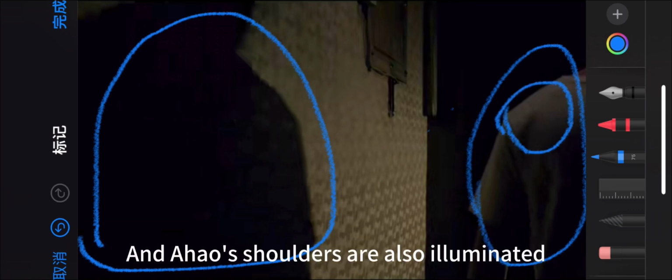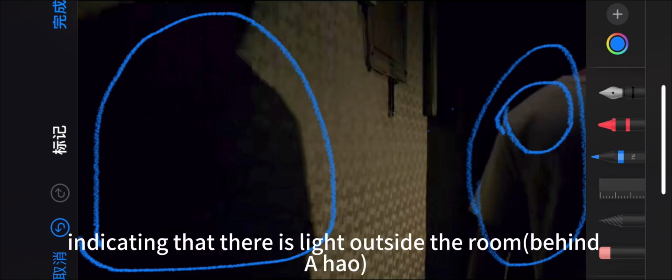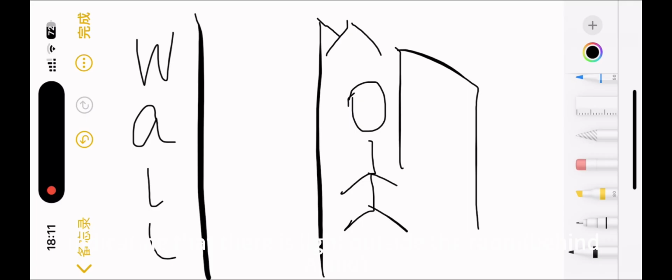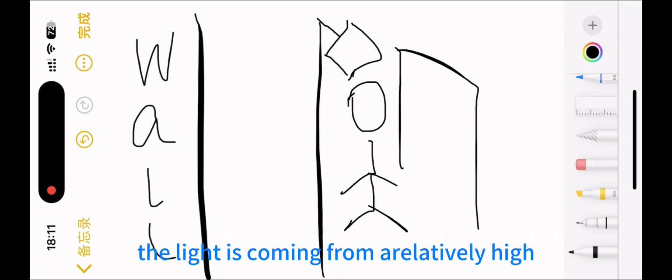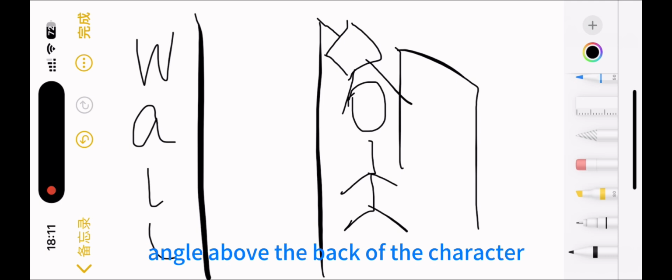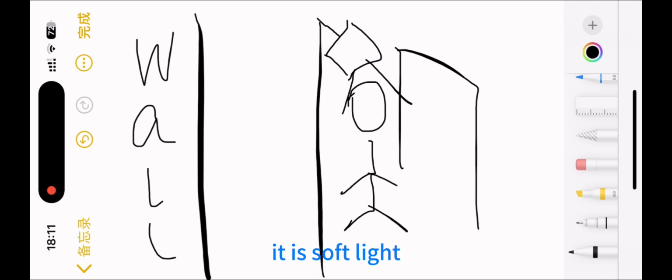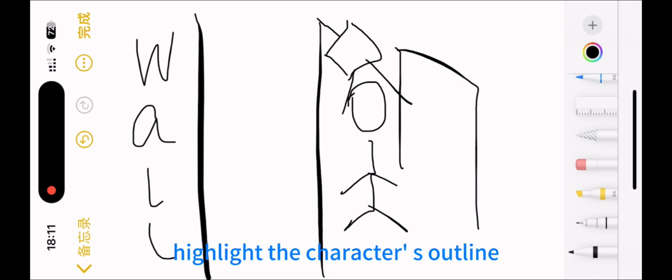And Hao's shoulders are also illuminated, indicating that there is light outside the room behind Hao. From the illuminated area, the light is coming from a relatively high angle above the back of the character. It is soft light, and its main function is to highlight the character as an outline.